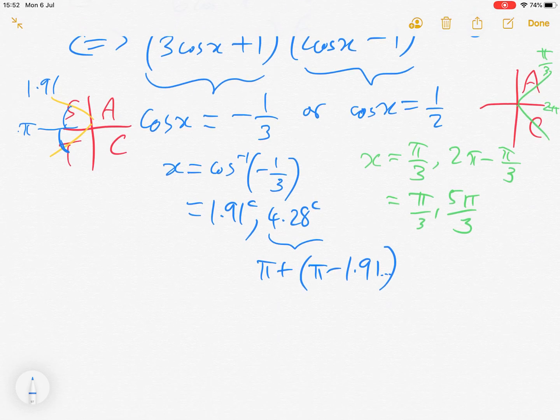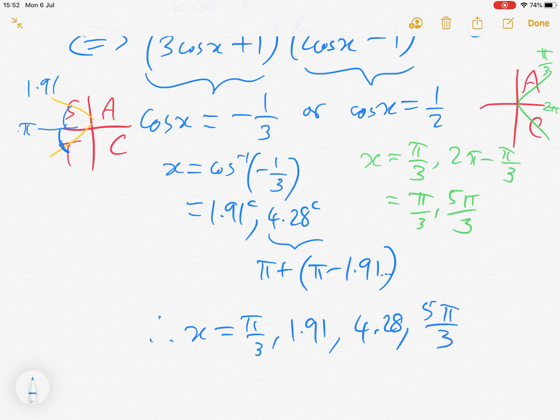Okay, so we have our four solutions, so we can say therefore x is pi by 3, 1.91, 4.28, or 5 pi by 3.